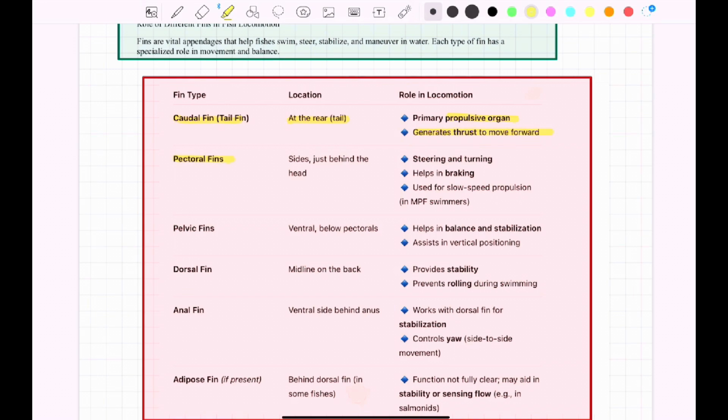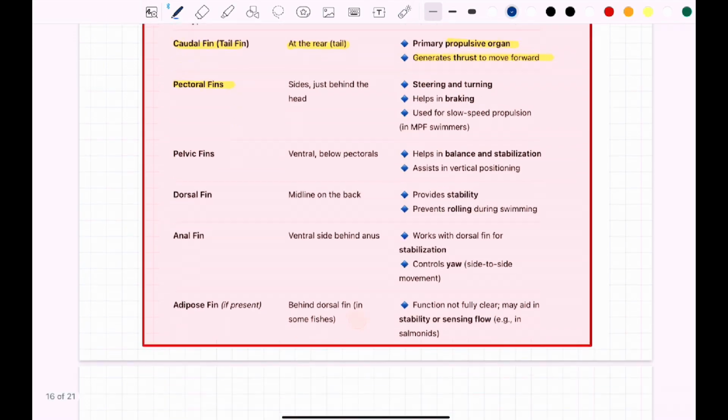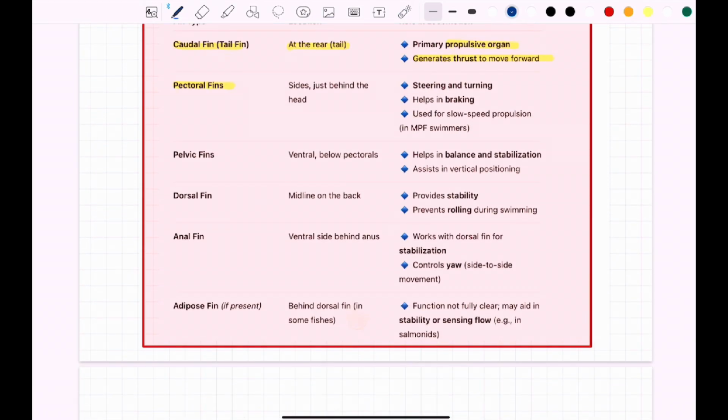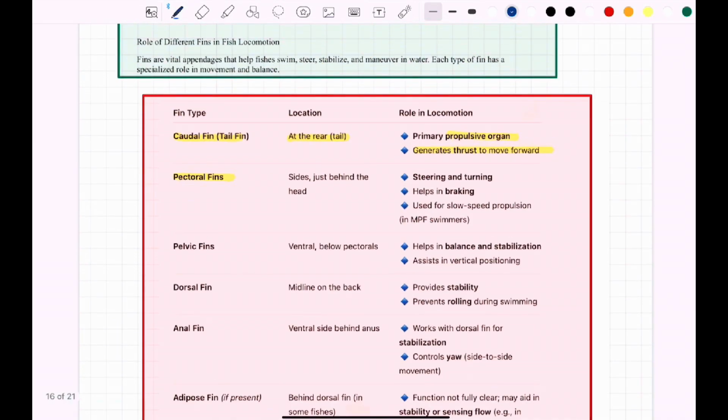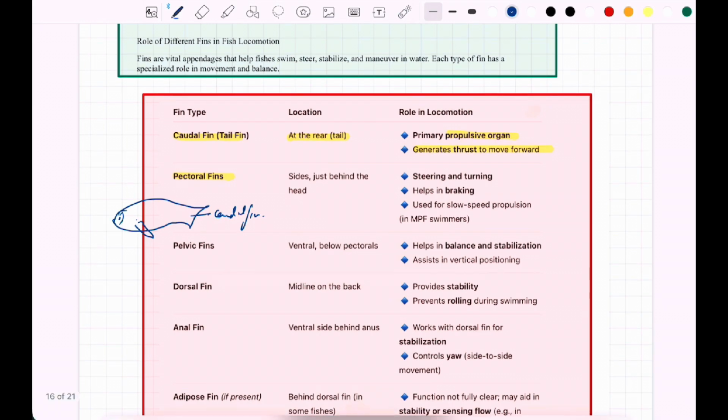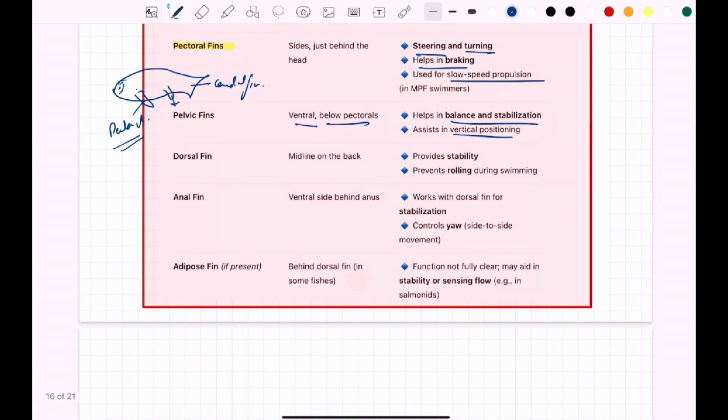There are the pectoral fins. They are present just behind the head. For example, this is our fish. This is the caudal fin. Here we have pectoral fins. They help in steering and turning. They help in braking, and are used to slow the speed of propulsion. Then we have pelvic fins somewhere here. Pelvic fins are ventral and just below the pectorals, and they help in balance and stabilization, and assist in the vertical positioning.